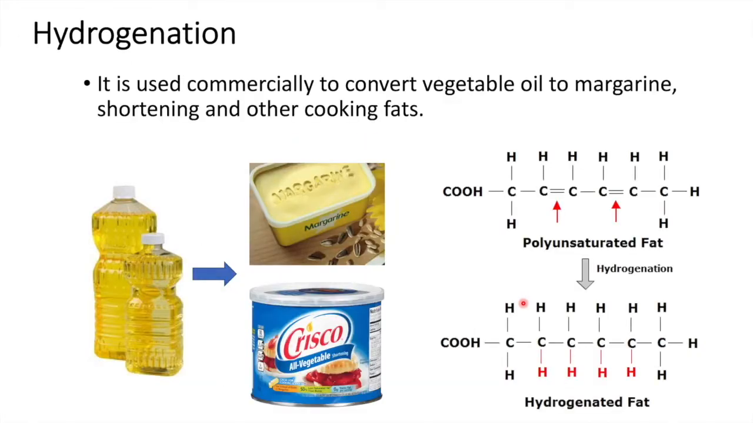Hydrogenation is an important reaction. It is used commercially to convert vegetable oil to margarine or shortening. There was a time in the 90s that butter was bad, and margarine was good, but then they found out that this stuff isn't really that great either. Turns out that hydrogenation leads to hydrogenated vegetable oils and hydrogenated fats, which then lead to something called trans fats, which are actually so bad for you, they're outlawed now.